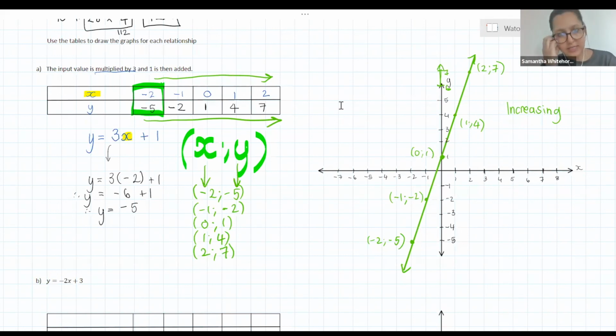I see your question. You don't have to write the coordinates next to the point. I'm just writing them so that you can see which point is which. You don't need to. You only write down the coordinates if it says label your coordinates. Otherwise, you just draw the little circles. That's fine.